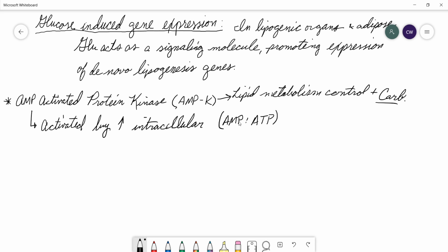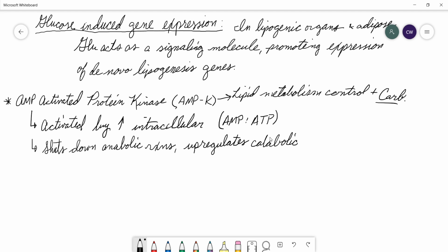What this does is it shuts down anabolic pathways and upregulates catabolic ones. It increases or turns them on. It promotes glycolysis by doing a couple of things.